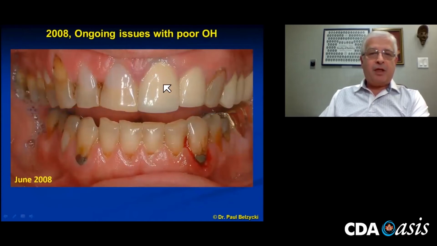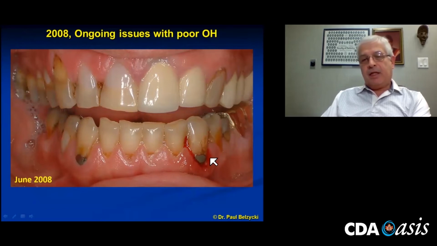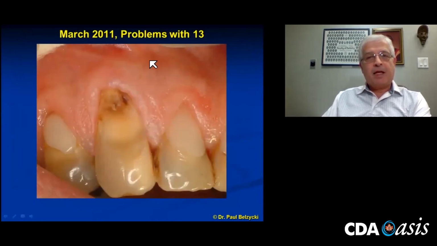In 2008, he returned, and just to show you, just in his mouth, there was always an exaggerated response to decay and inflammation. And just his physiology, just to outline some of the problems I had in just managing soft tissue. And some years later, in 2011, Paul, I've got a problem. I've got pain from tooth 13.